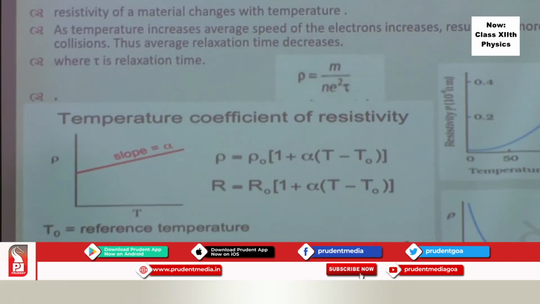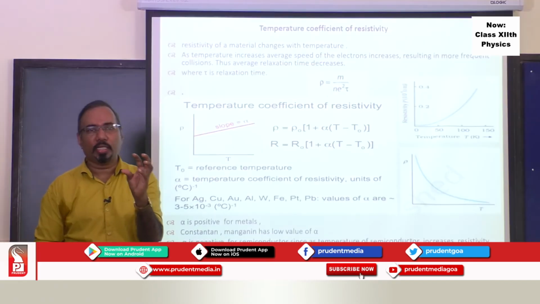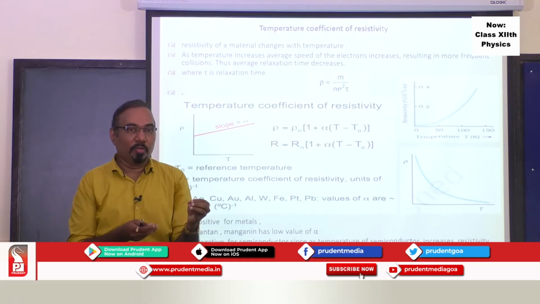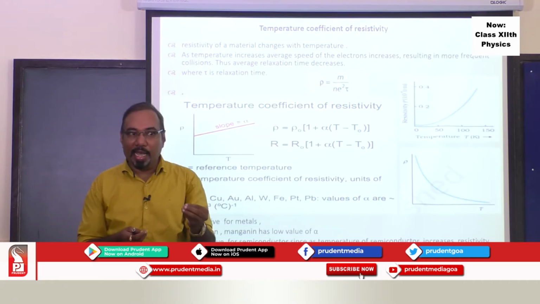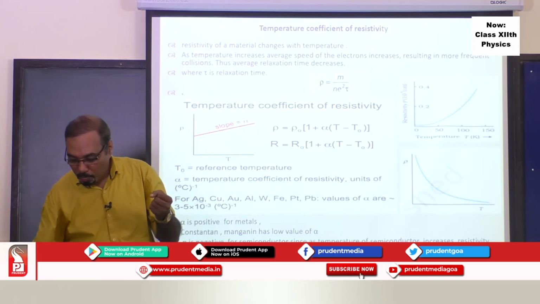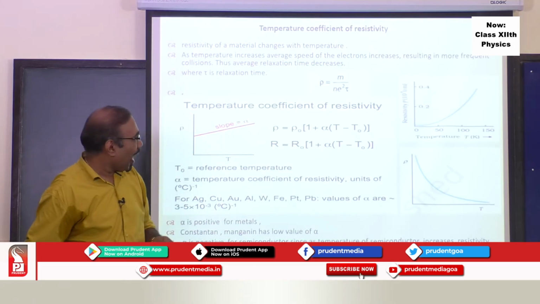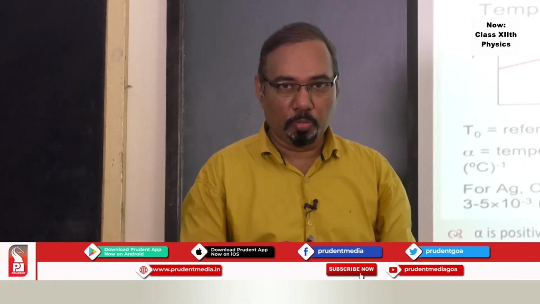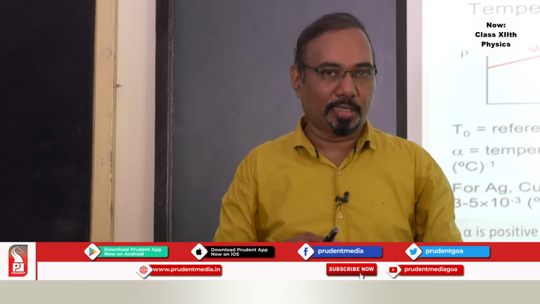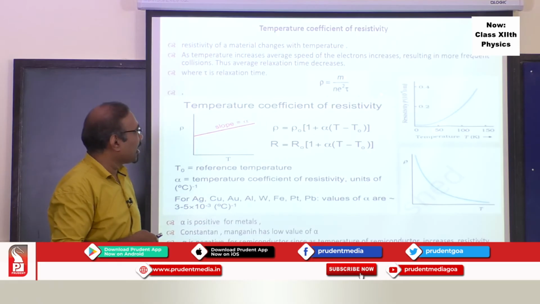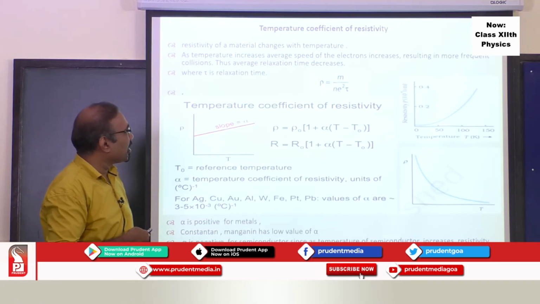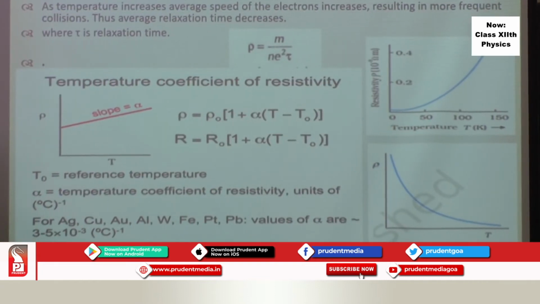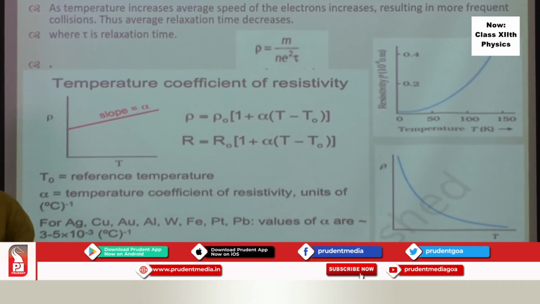So when you increase the temperature, what exactly is the situation in the conductor? Electrons are colliding with the metal ions, but when the temperature is increased, the metal ions vibrate about their mean position, and naturally the electrons suffer more collisions with the metal ions. Since the collisions become more frequent, relaxation time decreases. So as the temperature increases, resistivity increases. The measure of this change of resistivity is the temperature coefficient of resistivity.